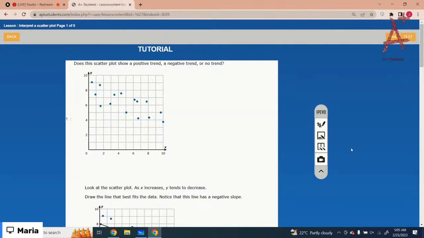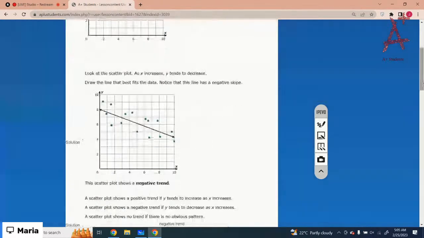Okay, look at the scatter plot. As x increases, y tends to decrease. Draw a line that best fits the data. Notice that the line has a negative slope. Got it? That means you have to draw a line that best fits the data. The best fit means you have to draw a line so that on the opposite sides of the line you have almost the same number of points. Got it? So the scatter plot shows a negative trend. Negative trend means the slope is decreasing.